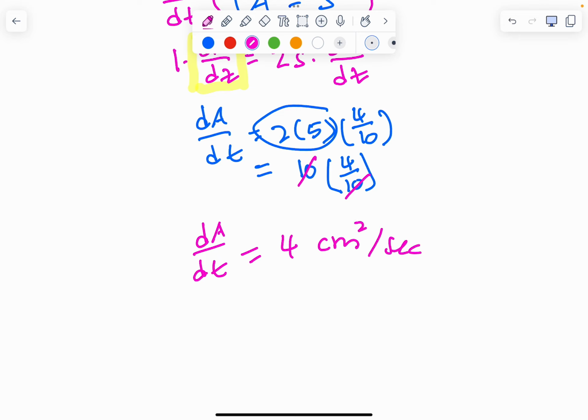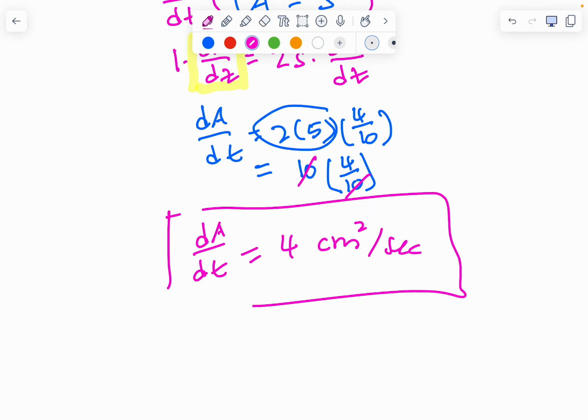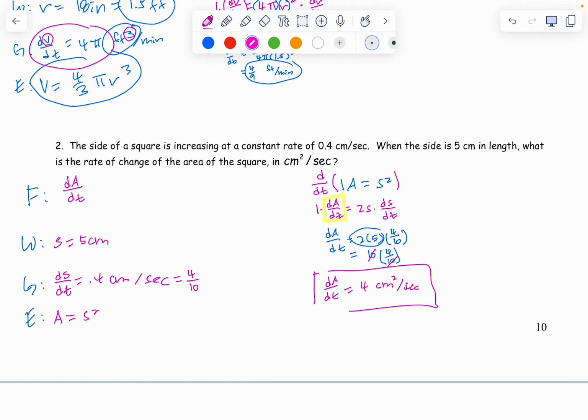Squared per second. So if you're good on why I made 0.4 into 4 over 10, give me a thumbs up. So for questions like this, do you need a calculator? Absolutely not. Okay? All right, let's go on to our third one. Okay, on my third one, let's read.